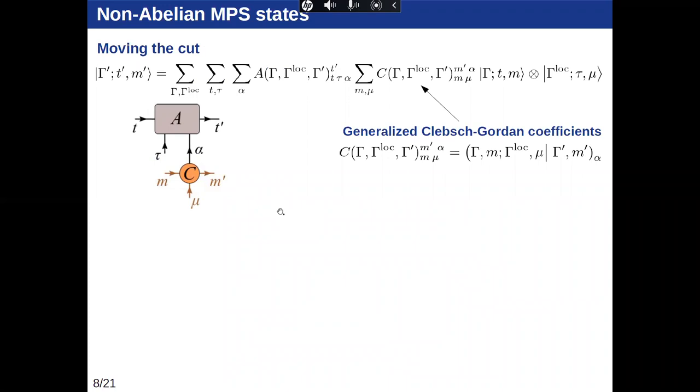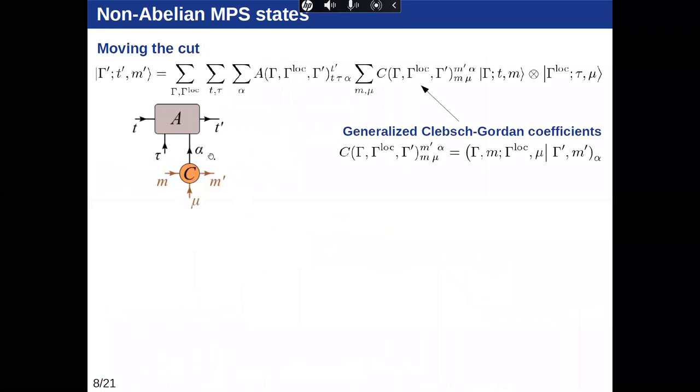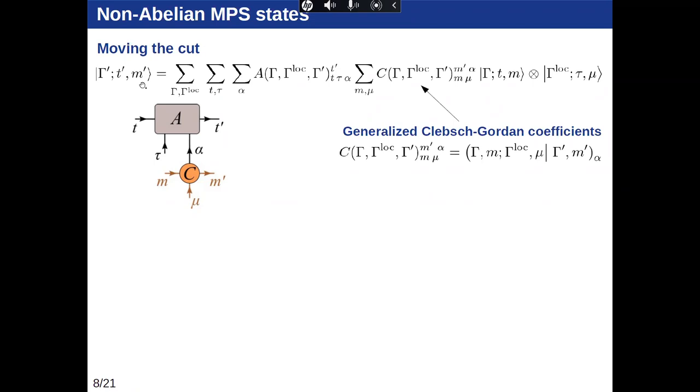Okay, so now I have Schmidt states that form multiplets. What happens if I move the cut in such a decomposition? From the gamma t m states and the local states on the new site, gamma local tau mu, I can form multiplets gamma prime. The way I can form these multiplets is described by the Clebsch-Gordan coefficients of the group. These are the generalized Clebsch-Gordan coefficients of my group, which tell me how, given a representation gamma and a representation gamma local, I can define the representation gamma prime.